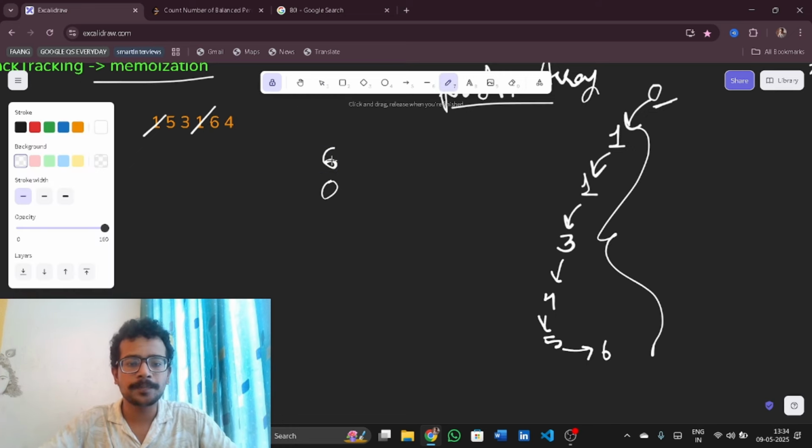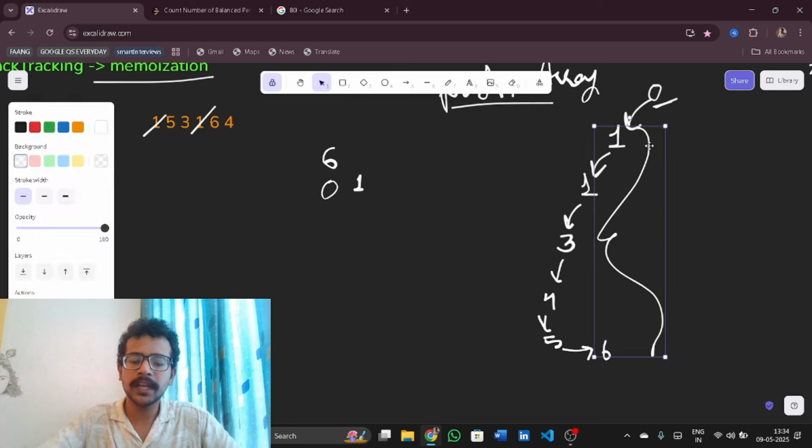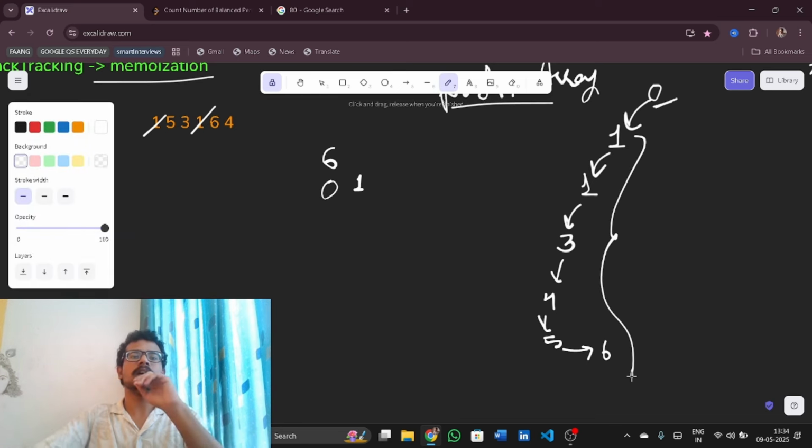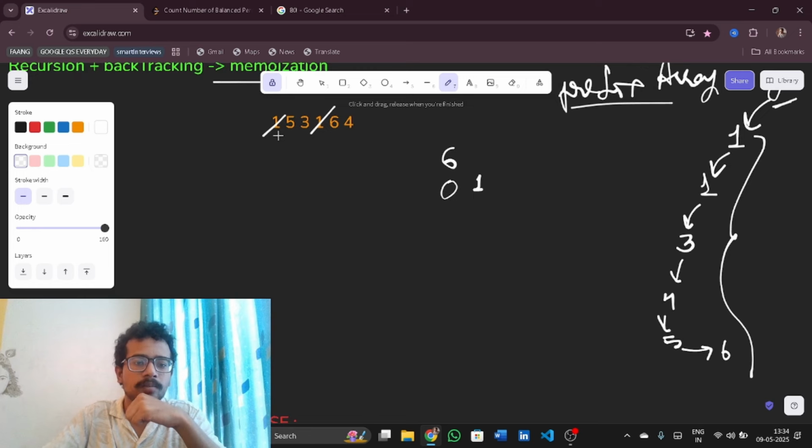For index 1, sorry, for number 1, including 1, I have 6. But you might get this question: when you are starting from 0, you didn't include that 0. Why? Because 0 is not present in the given string.